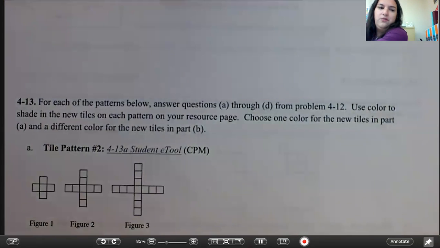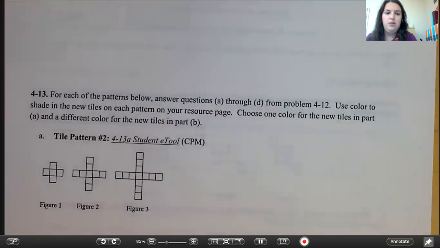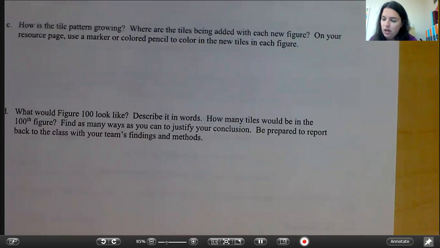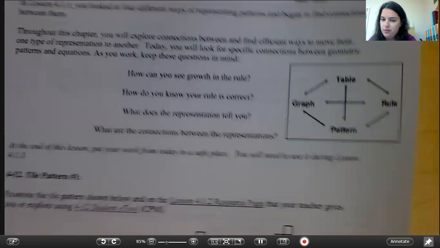If you look at question 4.1.3, it says, for each of the patterns below, answer questions A through D from problem 4.1.2. Use color to shade in new tiles of each pattern on your resource page. Choose one color for the new tiles in part A and a different color for the new tiles in part B. So, the questions from 4.1.2.